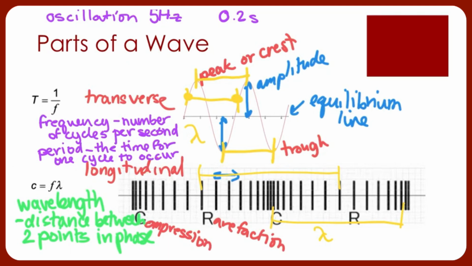The only last thing I have on this slide here is this equation, c equals f lambda. c stands for the wave speed, which equals the frequency times the wavelength. Now the frequency is the number of cycles per second, times the wavelength, which is the distance that a wave travels. So this is actually just the same as saying distance divided by time. That is a wave speed.